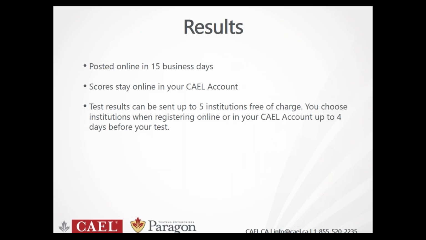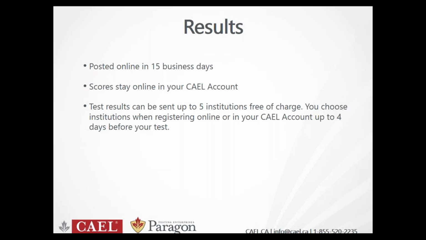So in terms of results, once you've taken the test, results are posted online in 15 business days. So you do get an email notification once your results are posted. And then your scores stay online in your CAEL account. So we keep your results valid for up to 2 years from the time that you take the test. So even if it's 6 months down the road from when you took your test, a year down the road, you're wondering, hey, what did I get on that CAEL test? What did I get on that CAEL assessment? You will actually be able to sign into your CAEL account. Your results are still going to be there.